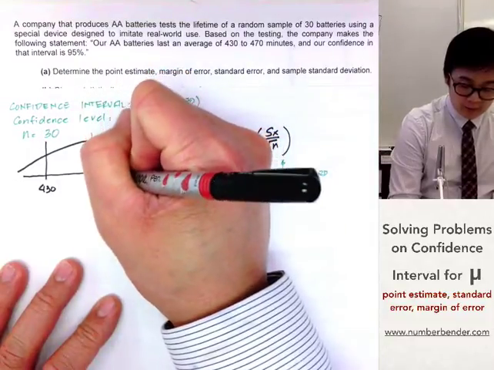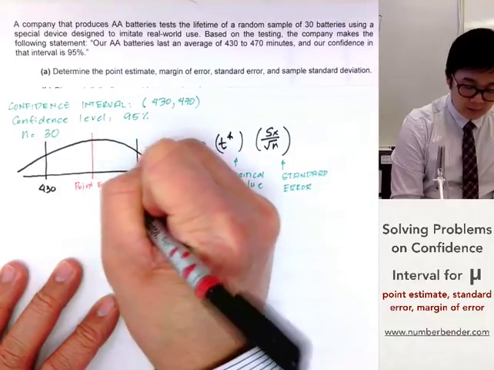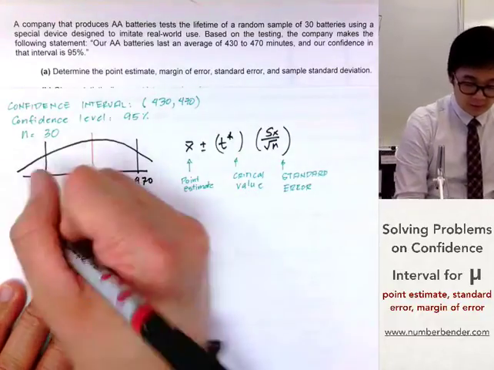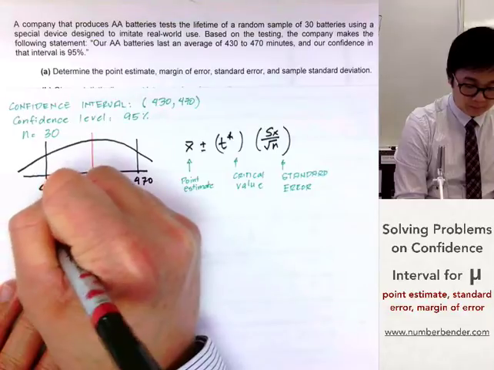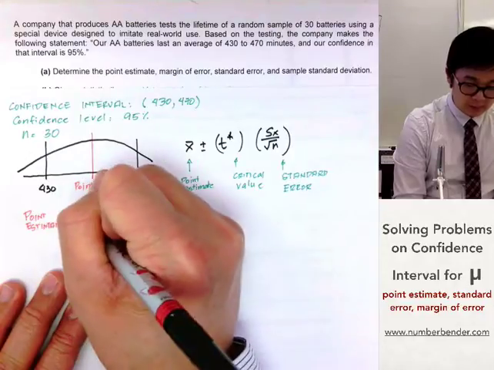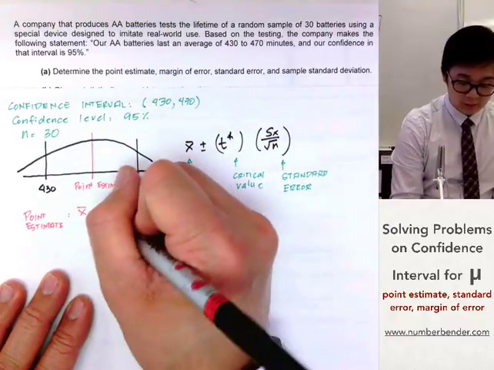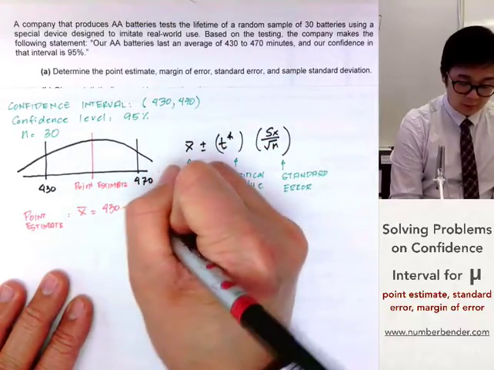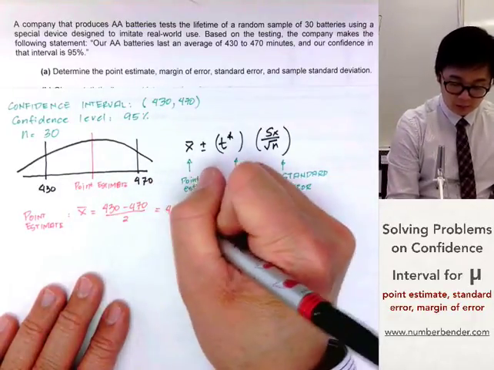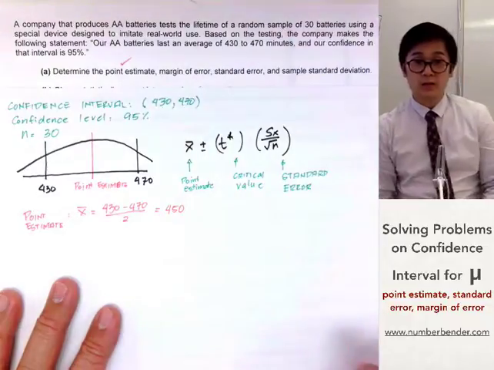The point estimate is simply the midpoint of 430 and 470. So the point estimate, which in the confidence interval formula is our x bar, will be the midpoint of the confidence interval. So 430 plus 470 divided by 2 will give us 450. So this is now our point estimate, so we can mark this off.